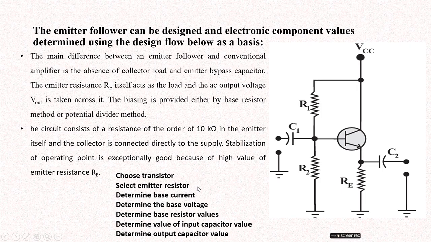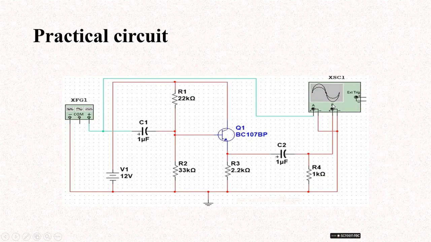This is the emitter follower design procedure. First we choose the transistor, select the emitter resistor, determine the base current, the base voltage and the base resistor value, determine the input capacitor value, and determine the output capacitor value. So this is our practical circuit we are using.